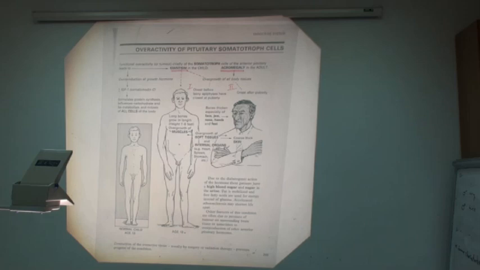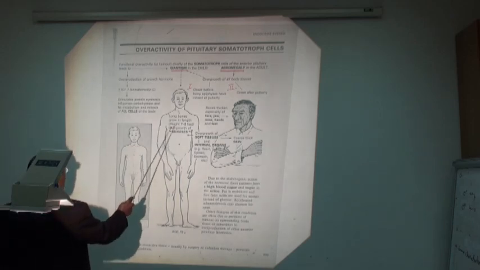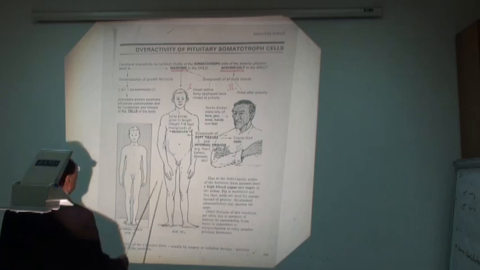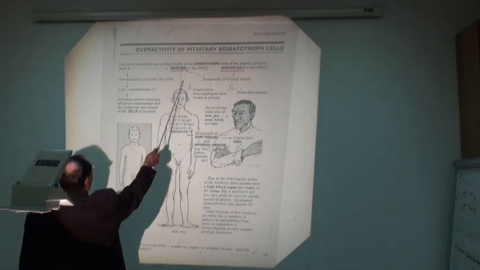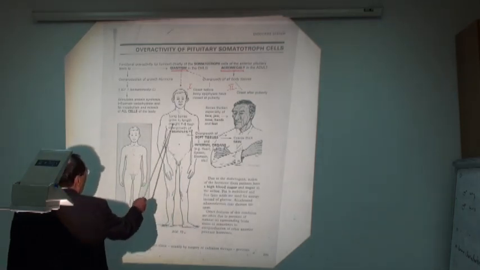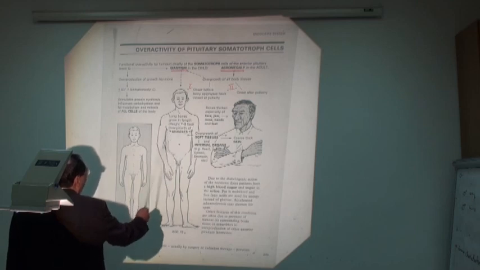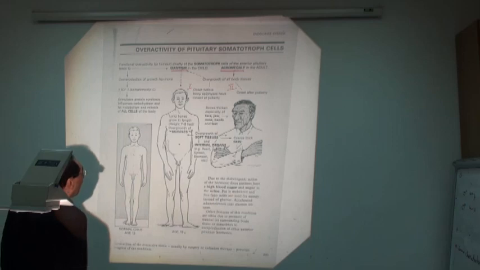But with an increase in growth hormone secretion during childhood, it produces giantism. The person is called a giant. Long bones grow in length, height 7 to 8 feet, with overgrowth of the muscles.